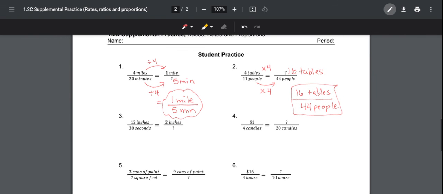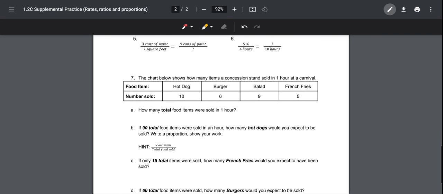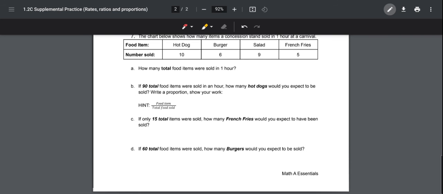Okay, so now for homework, I need you to please do problems 3 through 7. And then we'll go over it the following class day.